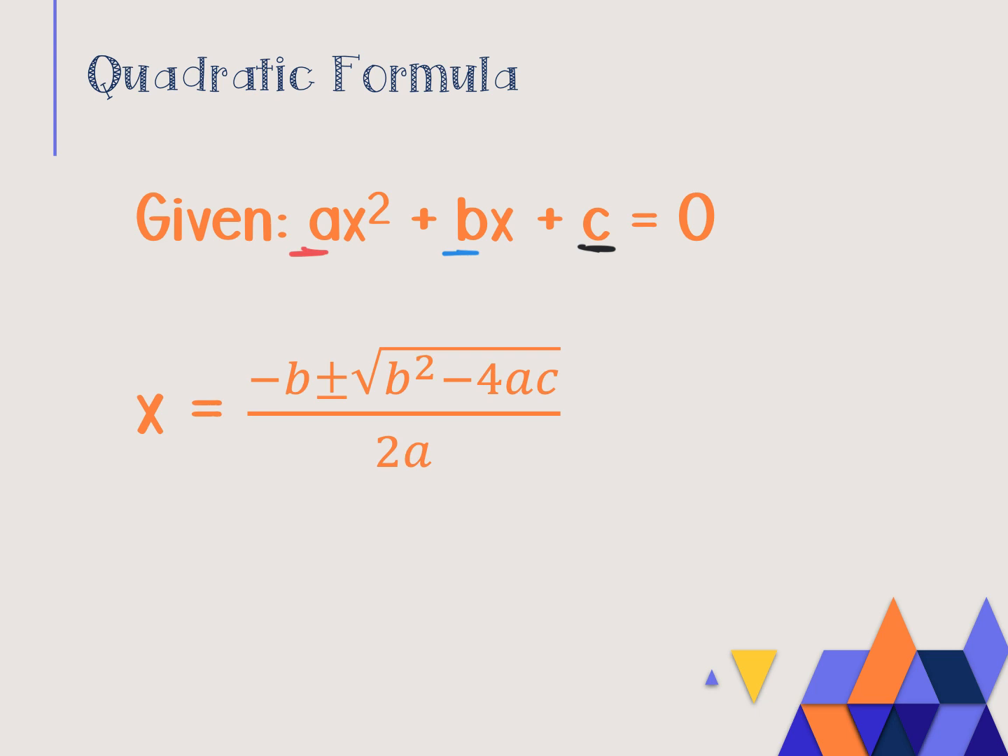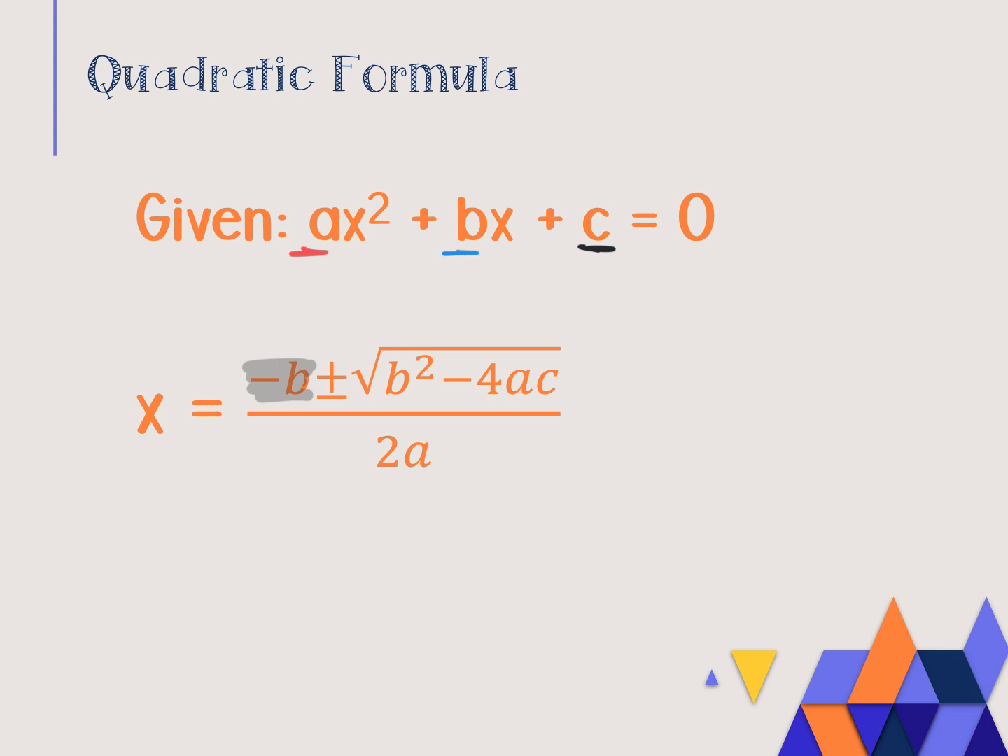Then you're going to plug it in. You can memorize the first part, negative B, as either negative B or the opposite of B. And then underneath, under the square root, you'll have B squared minus 4 times A times C. And then the whole thing is divided by 2 times A. So it's just a matter of pulling out A, B, and C and then plugging it into the formula.